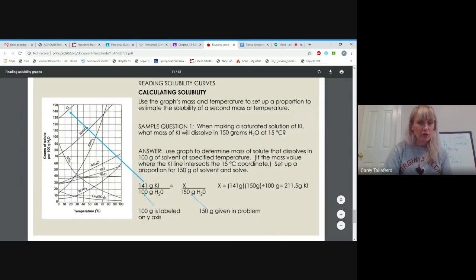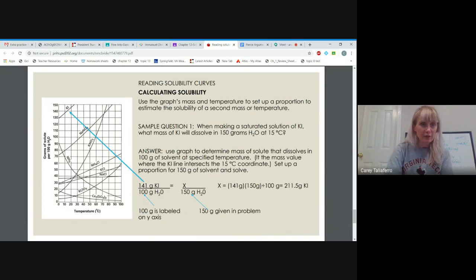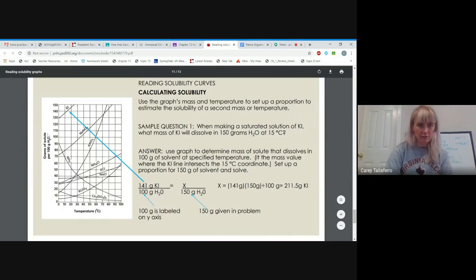So I'm going to set up my proportion. I'm going to say, okay, at 15 degrees, which is about halfway between 10 and 20 here, let's come on up. So if I have, for 100 grams of water, I can dissolve about 140 grams of potassium iodide. All right. So I'm going to set up my ratio. I'm going to say for every 141 grams of potassium iodide, okay, just over 140, I can dissolve in 100 grams of water. That's what my chart says right here.